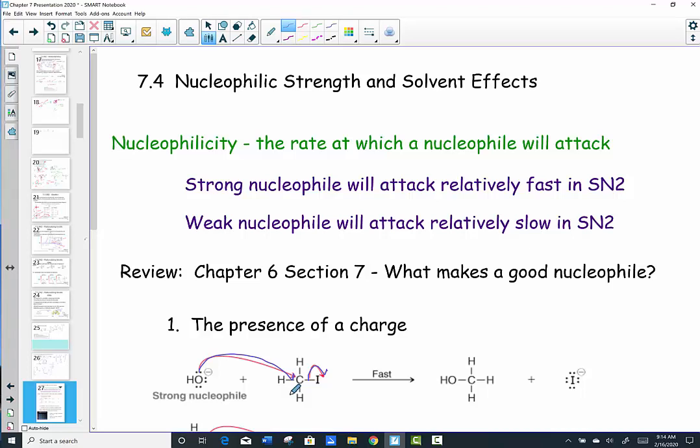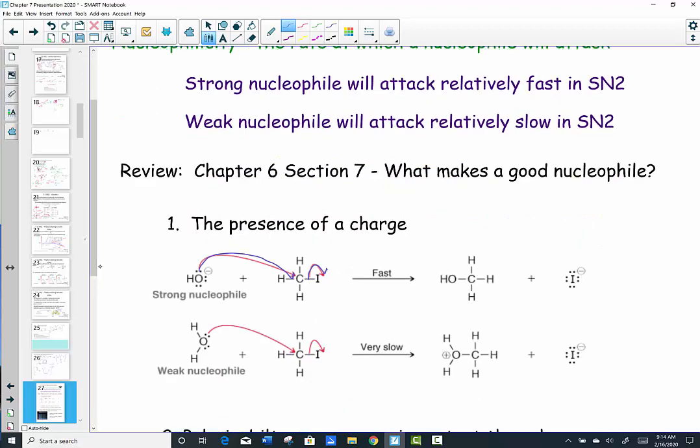Well, what makes a good nucleophile? And that goes back to reviewing chapter 6, section 7. We asked ourselves, what makes a good nucleophile? And we actually said there were 2 key components of a good nucleophile. The first is the presence of a charge. If I have an anion, and I'll just say X negative, whatever X might be, that net charge makes a very good nucleophile. Now remember, a nucleophile seeks an electrophile.